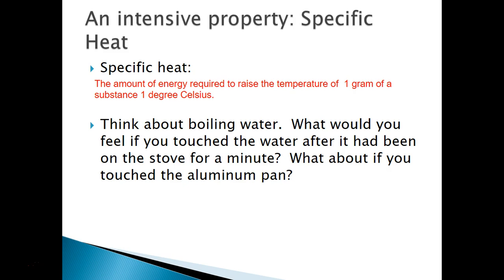Now that is a very sciencey definition. The English language definition, the simpler definition, is the amount of energy required to make stuff hot. If you have a high specific heat, that means it takes a lot of energy to change your temperature. If you have a low specific heat, it means it takes less energy to change your temperature. So think about this example.